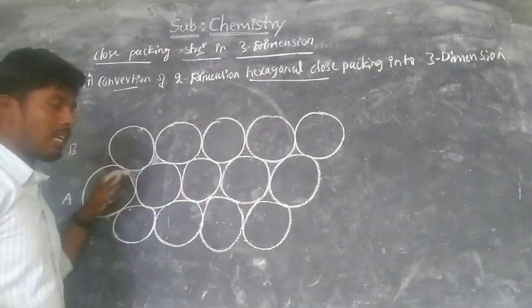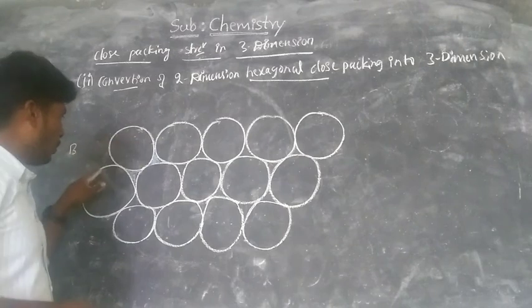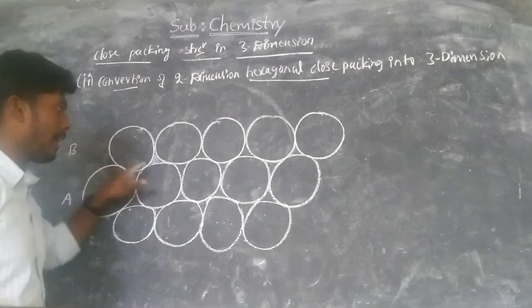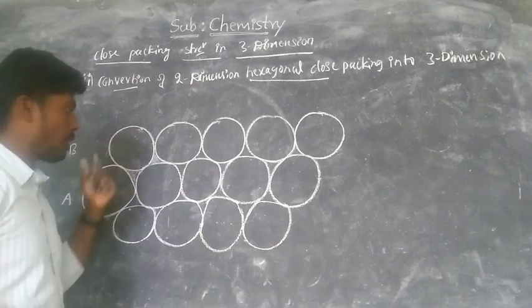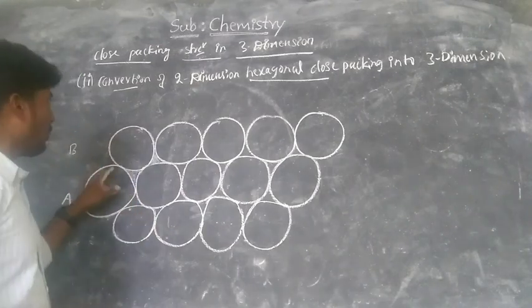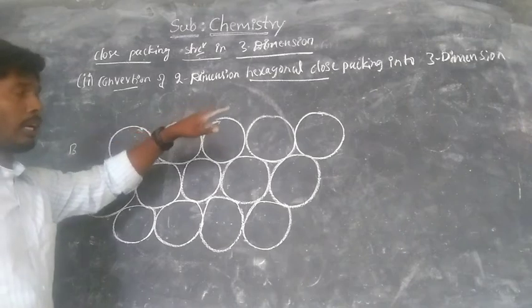But in one dimensional, row 2 sits exactly on row 1, right on top of the circles, on the head. Therefore that is called one dimensional. This is two dimensional. Now this is the two-dimensional hexagonal closed packing.